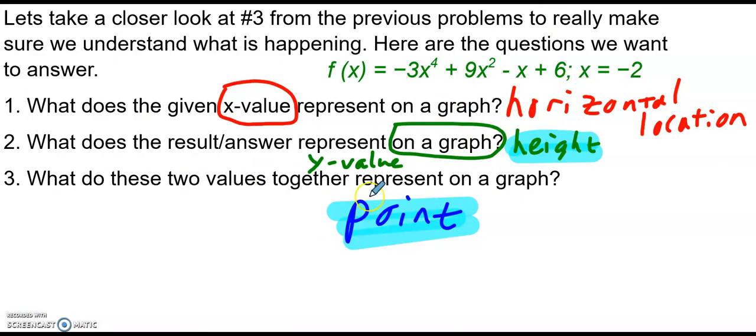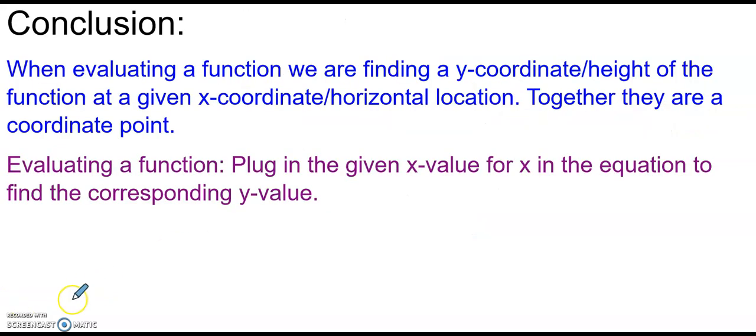But understanding this context is really important to what we're doing. You know, it's one thing to just be plugging in numbers and getting numbers in return, but it's another to actually understand what did I find. Okay, so when evaluating a function, we are finding a y coordinate or a height of a function at a given x coordinate, which is a horizontal location. Together, they are a coordinate point. Evaluating a function, we plug in the given x value for x in the equation to find the corresponding y value. Keep in mind, it doesn't always have to be x, right? We've seen other variables in that location, and then we are plugging that value in for that variable.